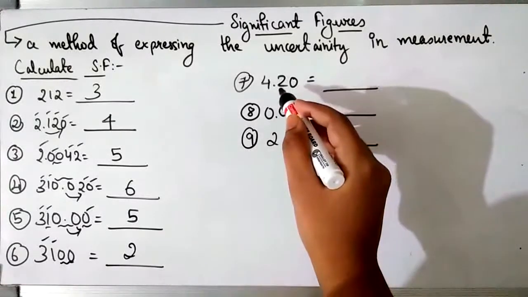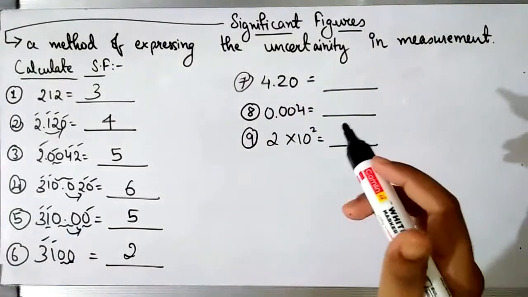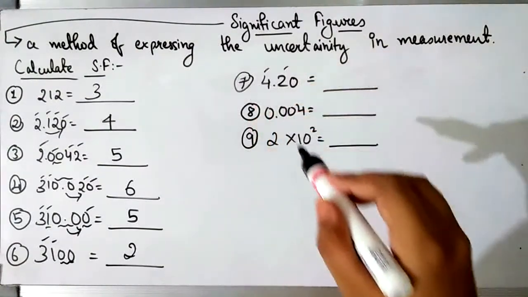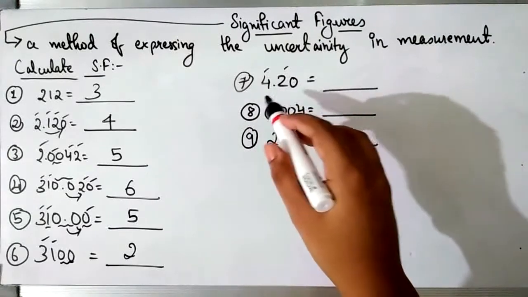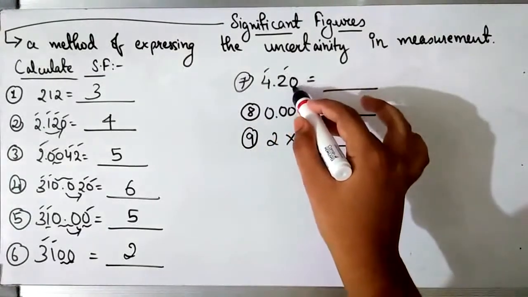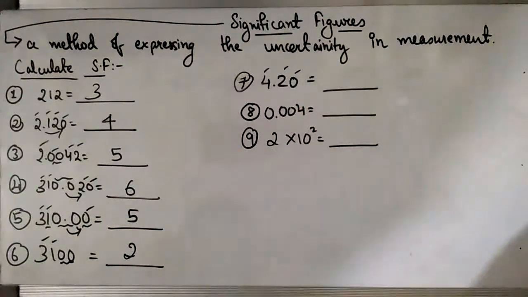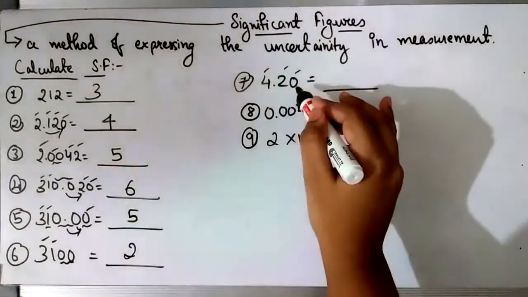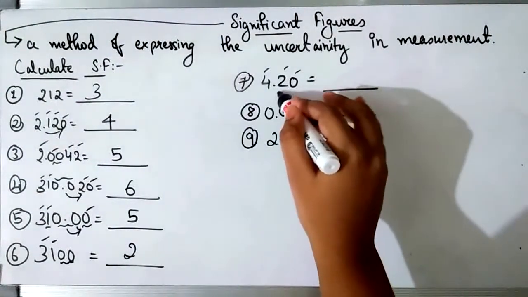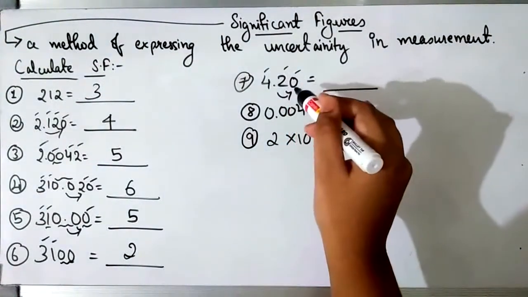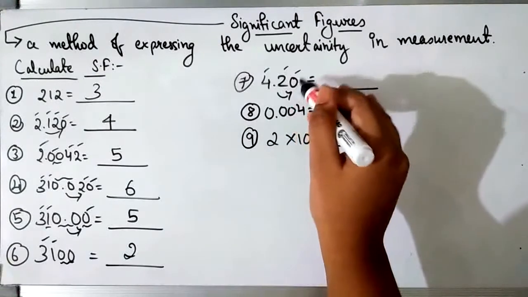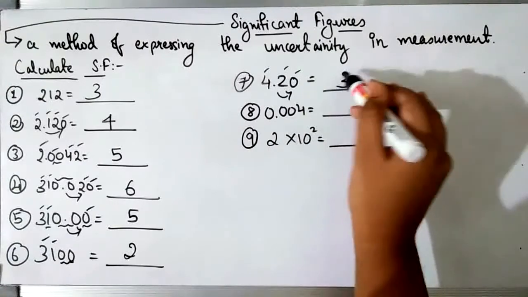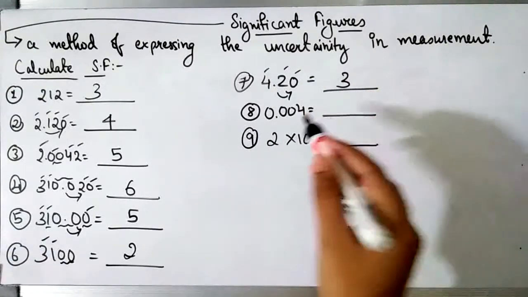In the seventh one, we have 4.20. Now over here 4 and 2 are significant because 4 and 2 are non-zero digits. Then you can see this 0 which is present over here. This is also significant because this 0 is an ending 0, and that ending 0 is coming after the decimal. So wherever we have an ending 0 coming after the decimal, it is significant. So overall we have got 3 significant figures over here.